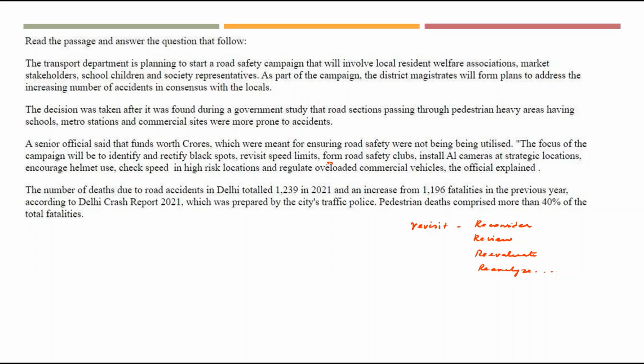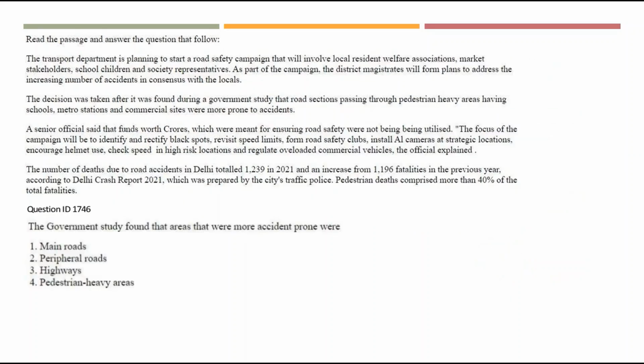The number of deaths due to road accidents in Delhi totaled 1,239 in 2021, an increase from 1,196 fatalities in the previous year. Fatalities means the death caused by accidents. According to Delhi Crash Report 2021, which was prepared by the city's traffic police, pedestrian deaths comprised more than 40% of the total fatalities. Now let's answer the question.